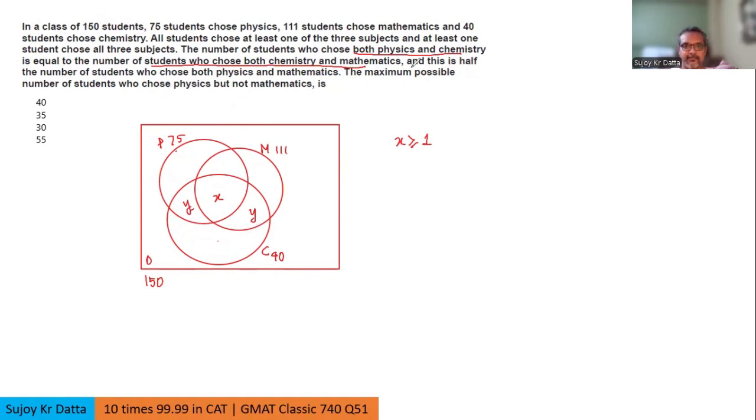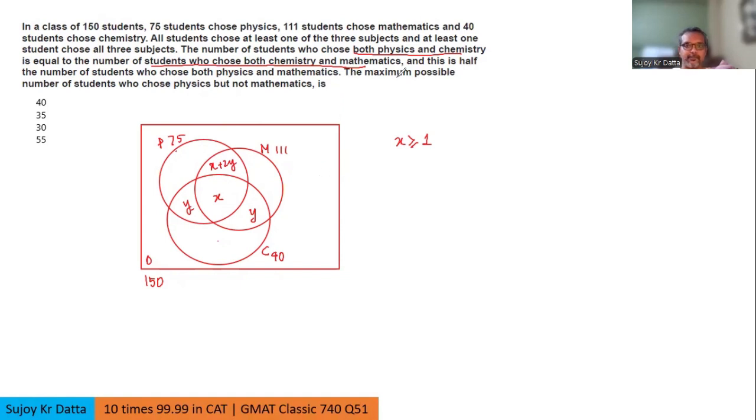And so that means this whole thing is half of the number of students who chose both physics and math. So both physics and math is twice of both of these two. Means this whole thing will be 2x plus 2y. But this is already x, so this is x plus 2y.